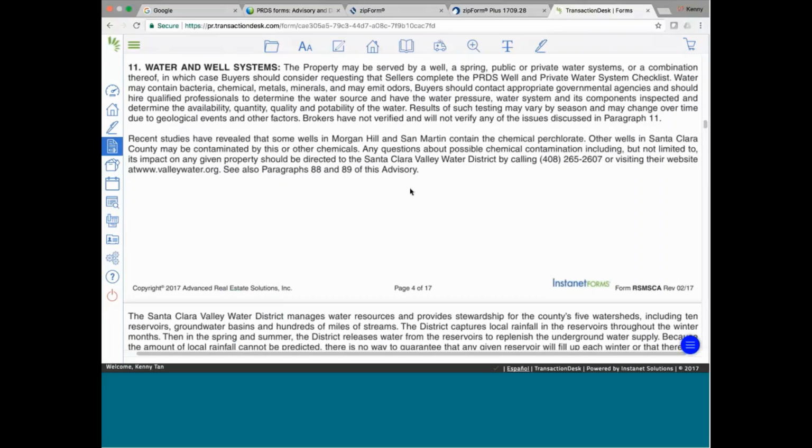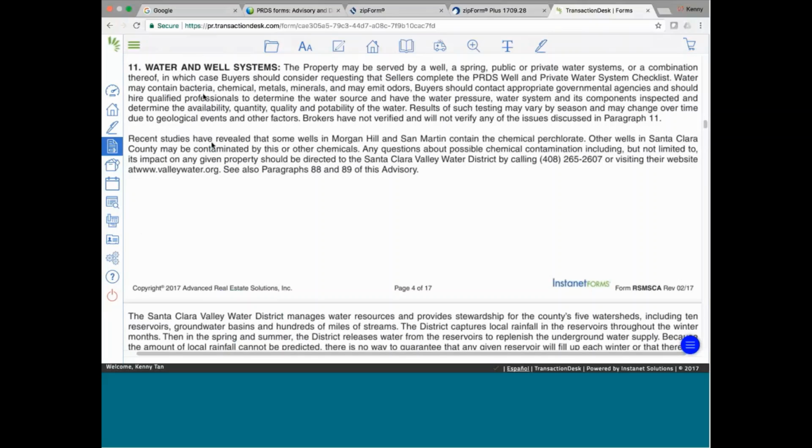Basically, it's talking about how property may be served by a well, spring, public, or private water systems, or a combination thereof, in which case buyers should consider requesting that sellers complete the PRDS well and private water system checklist. Wells may contain bacteria, chemicals, metals, minerals, and may emit odors. So this is about wells.